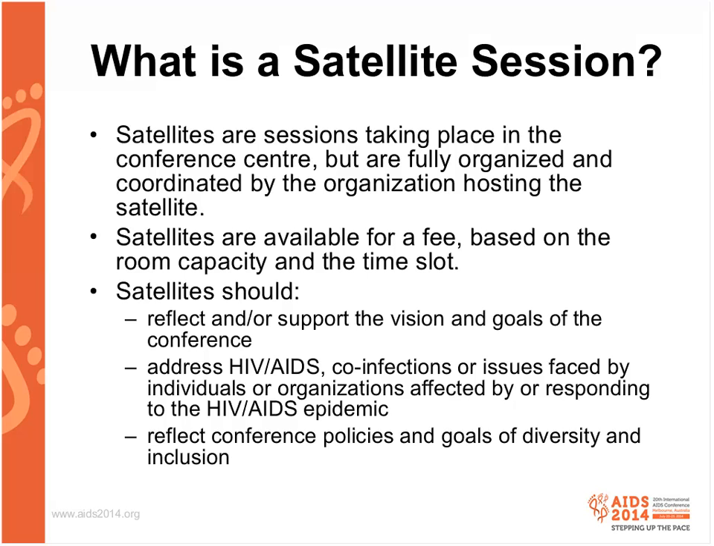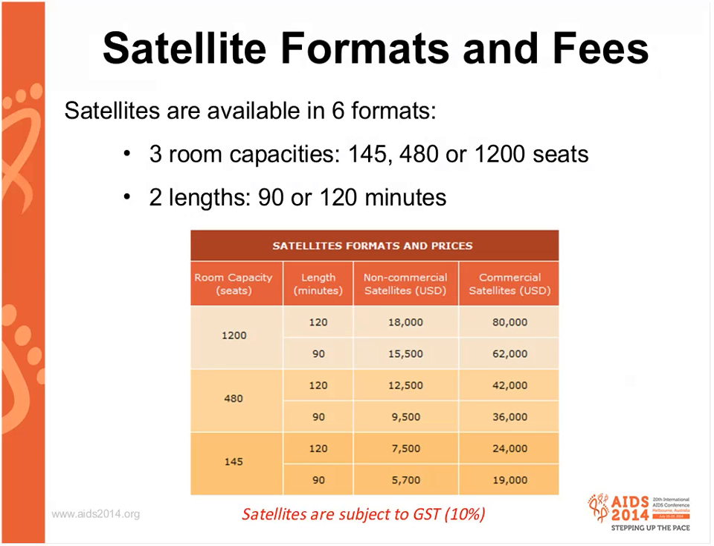Next slide. As I just said, satellite formats and fees. The satellites are available in 6 formats made out of 3 room capacities and 2 lengths. So we have 4 rooms that can seat 145 people, 3 rooms that can seat 480 people, and 3 rooms again that can sit 100 and 200 people. That's a total of 10 session rooms.